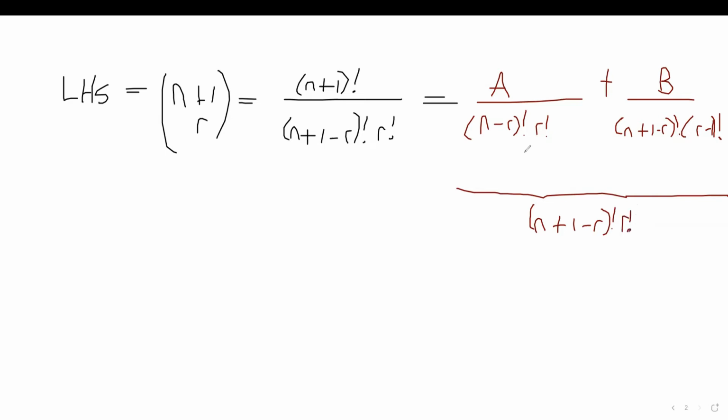So now we're going to say n minus r into this. If you look at it, what you're really dividing is (n plus 1 minus r) factorial over (n minus r) factorial.